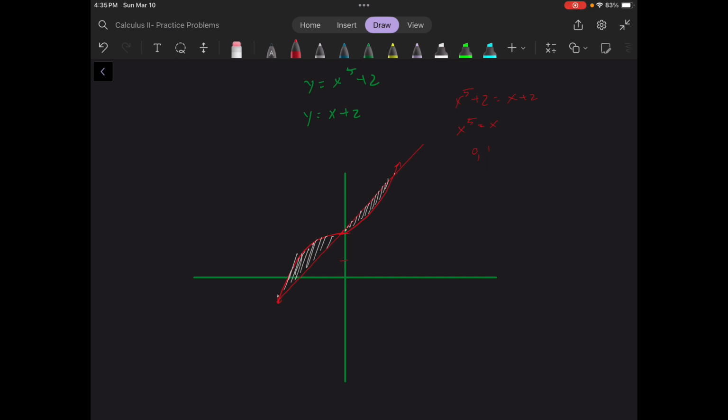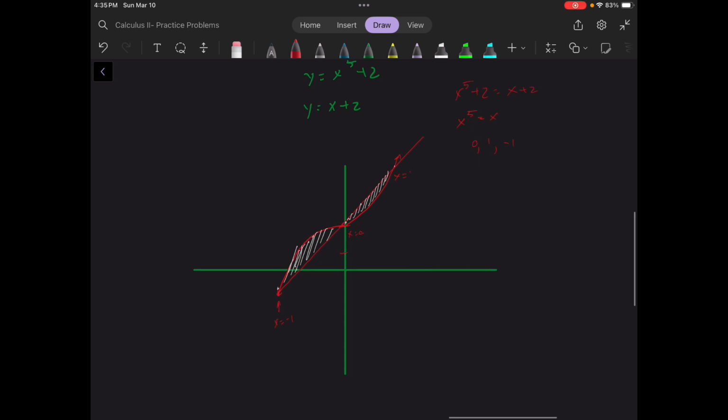Yes. And sometimes it gets tricky with the negative 1, because if it's an even power, that negative 1 is going to turn into a positive 1. But since this is an odd power, negative 1 to the fifth power equals negative 1. So that tells me that the x value here is negative 1. This is obviously x equals 0. This is x equals 1. So we have to find the bounds by setting them equal to each other or tracing them in your calculator.